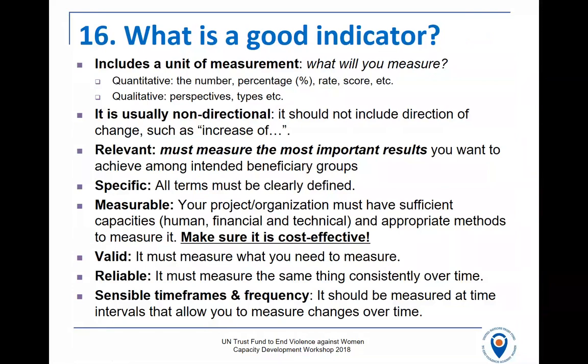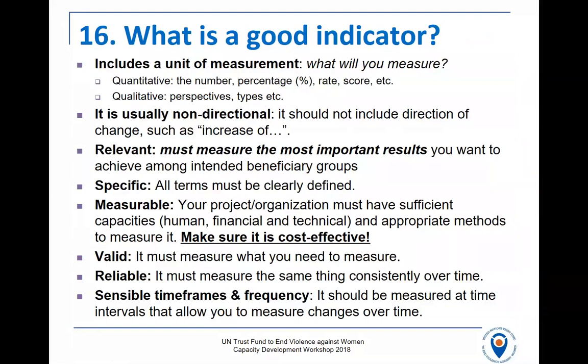So don't include the target in the indicator, and don't include a direction of change, such as an increase. You don't just want to measure whether services improve, because what if they're not improving? So sometimes if you put an indicator that's too positive, you forget to measure the negative. So make the indicator non-directional and neutral. Only measure things that are relevant.